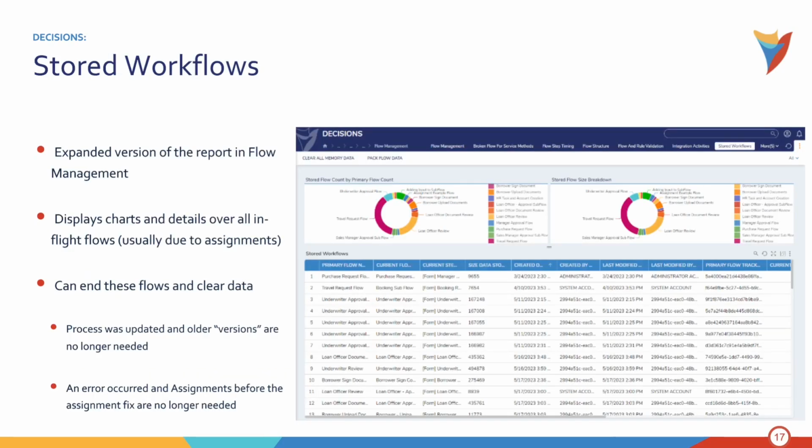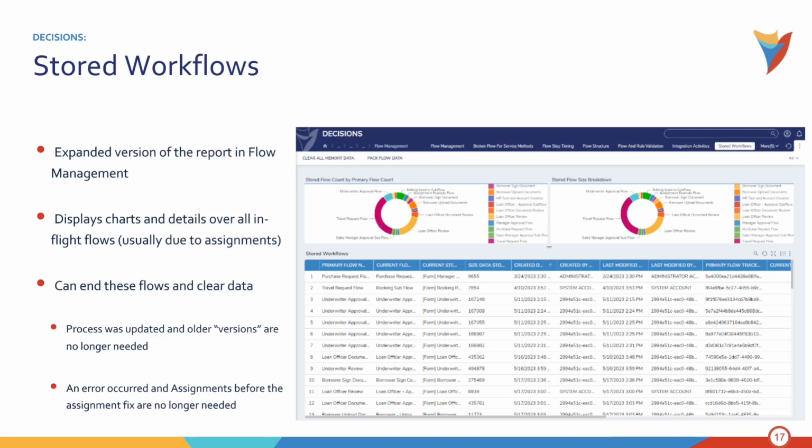Now, there also is a stored workflows dashboard in the flow management section. As I already mentioned about stored workflows from the flow management dashboard, this is more of an expanded version. So you will see all the details of the flows and everything in the report, the size of those flows, the details of who created them and things like that. But it also comes with additional graphs and things that show useful information about the primary flow that it's in and things like that. So you have more information about those flows through some charts.